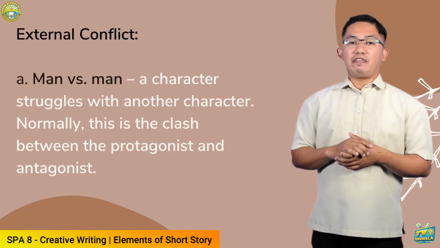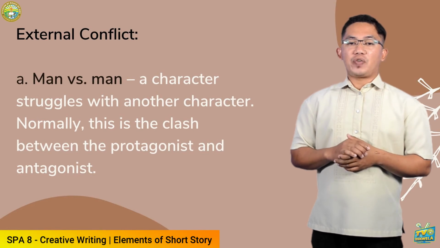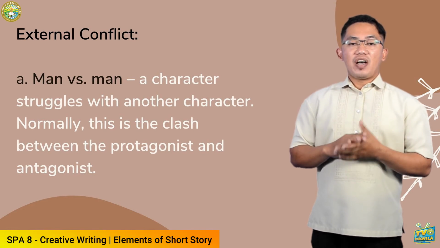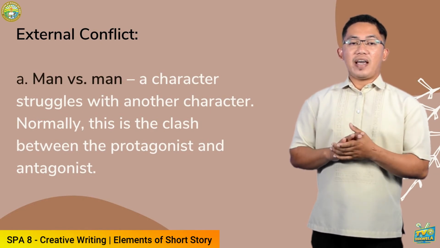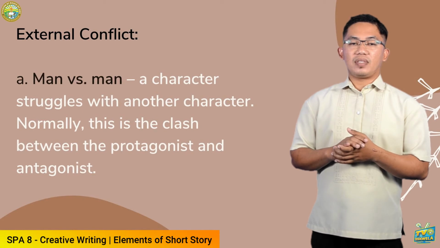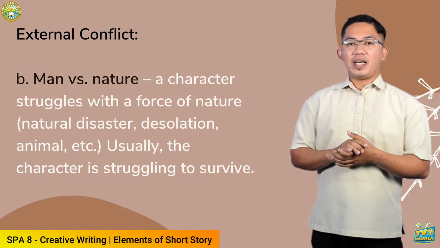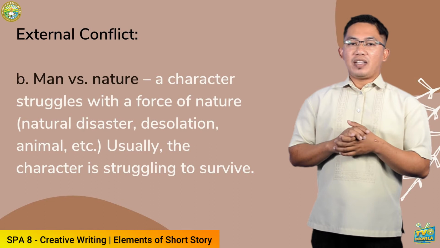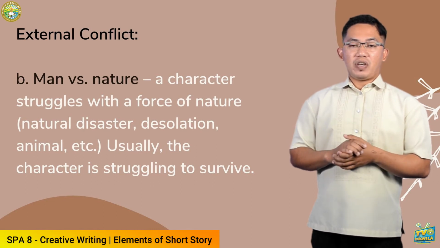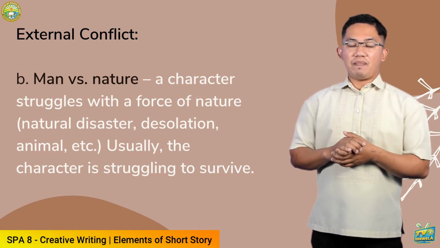Under external conflict, we have man versus man. A character struggles with another character. Normally, this is the clash between the protagonist and antagonist. Second one, we have man versus nature. A character struggles with a force of nature. It could be natural disaster, desolation, animal, and etc. Usually, the character is struggling to survive.